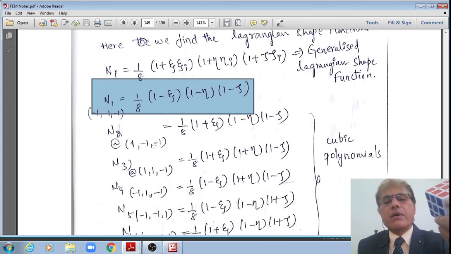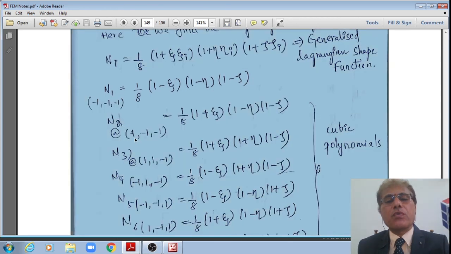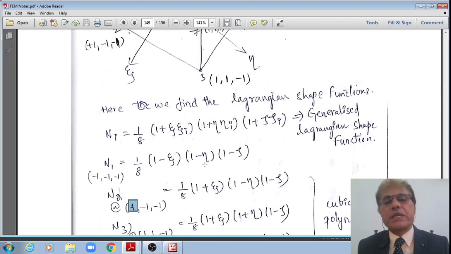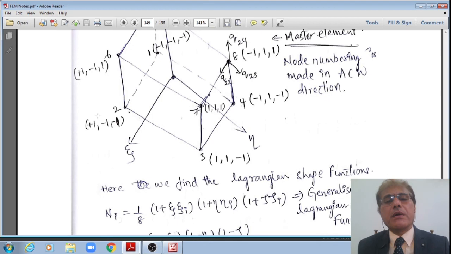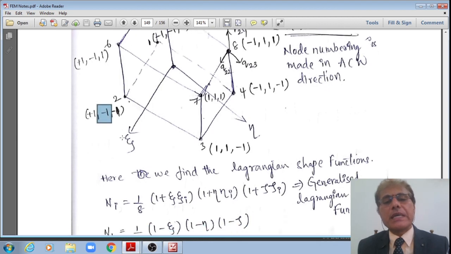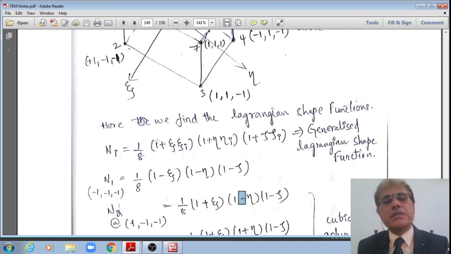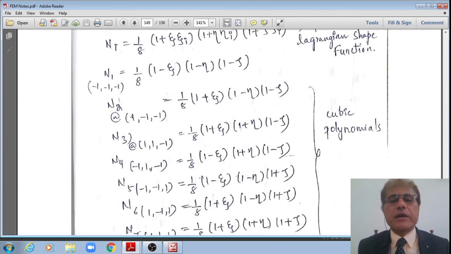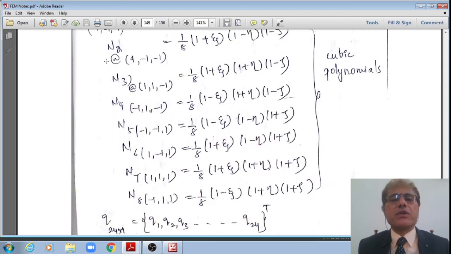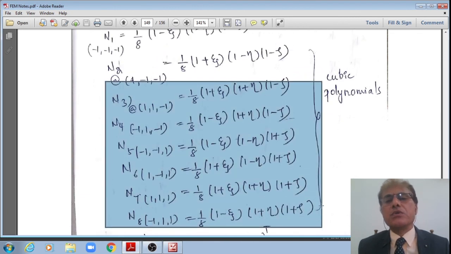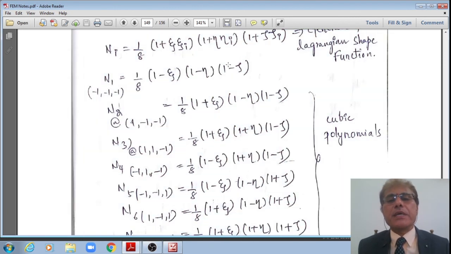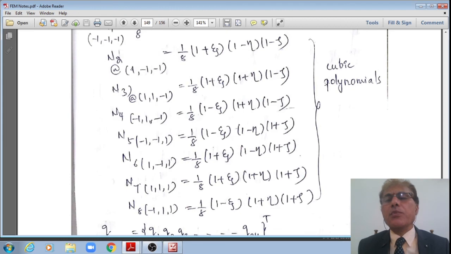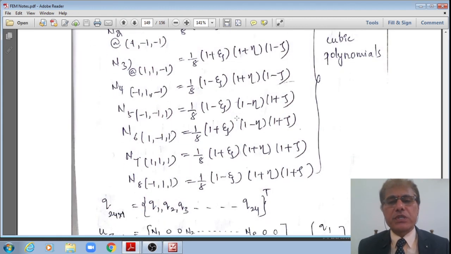Similarly, doing this at the other nodes, I get N2 as 1 by 8, (1 plus xi), because this is plus 1, and eta_i is minus 1 and zeta_i is also minus 1. Therefore 1 by 8, (1 plus xi), (1 minus eta), (1 minus zeta). In a similar fashion you can write for the other nodes. You see that xi operates upon eta operates upon zeta; all 8 shape functions are cubic shape functions, right?